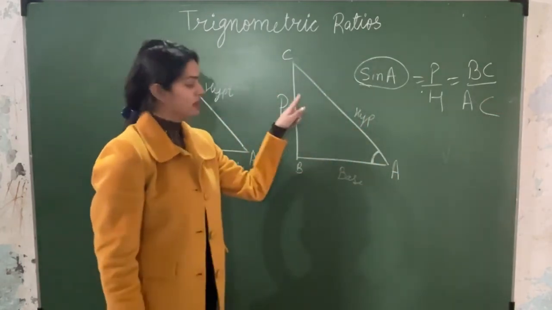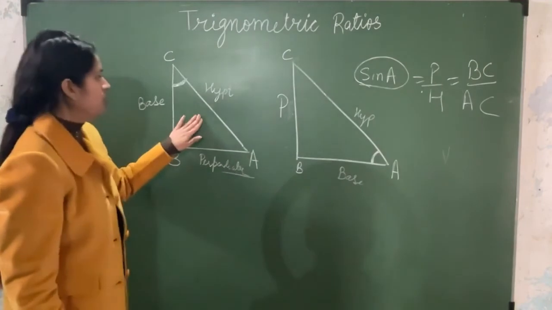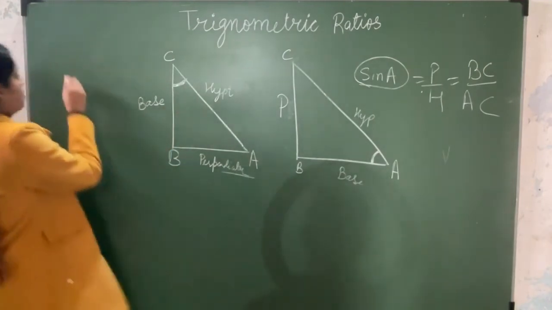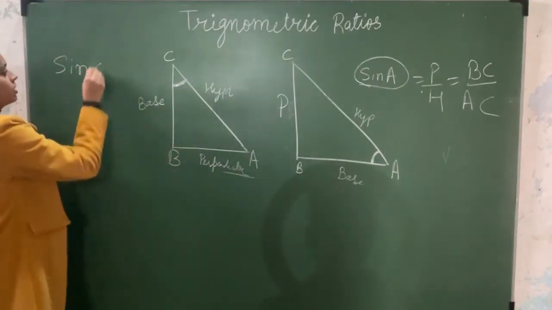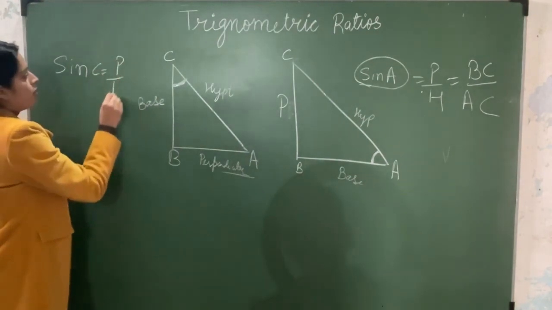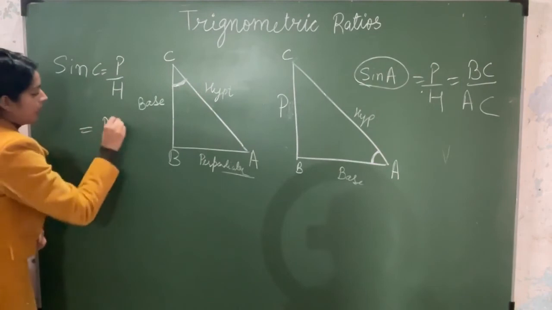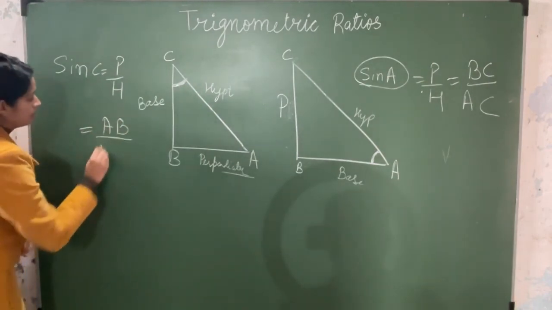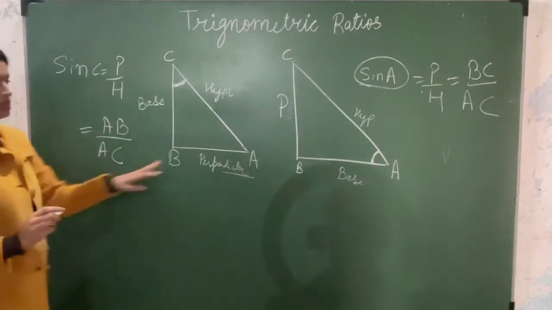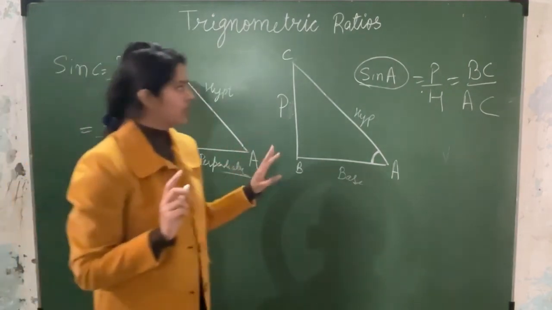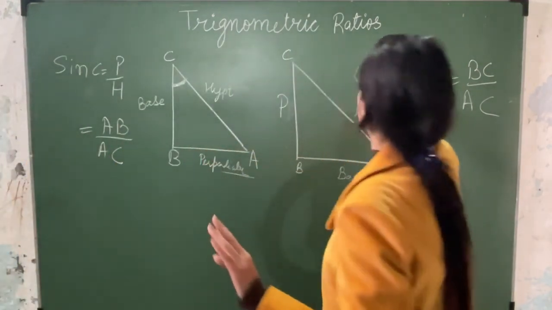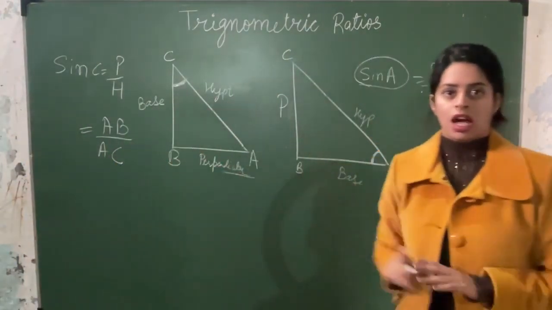BC divided by AC. Now in this triangle, if I talk about sin C, what is the value of sin C? Perpendicular over hypotenuse. Now the perpendicular is AB, that means AB divided by AC. This is the basic difference between the values of sin A and sin C. I hope you got this idea.